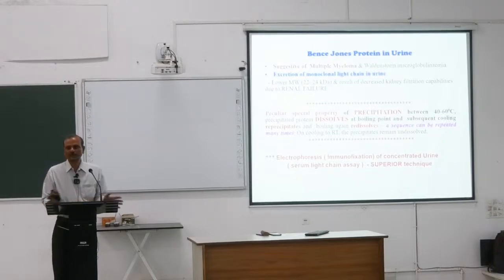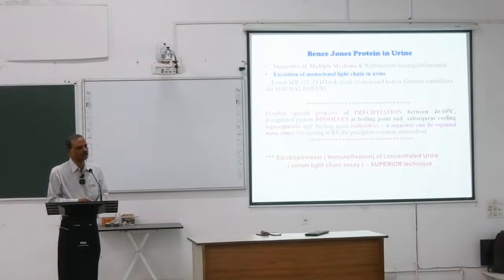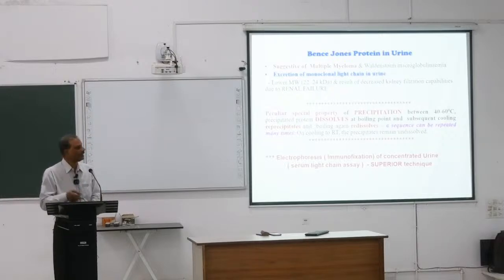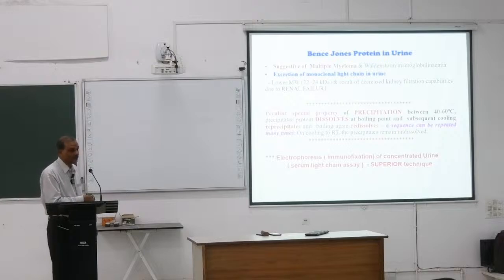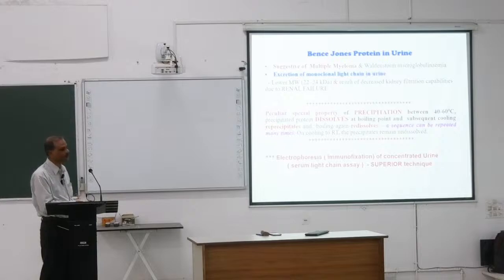Normally protein doesn't appear in the urine, or it is present in a very small amount, maybe 150 micrograms per 24 hours. But this light chain protein has a low molecular weight, 22 to 24 kilodaltons, and because of this low molecular size, it passes into the urine and can be detected. You must remember this property of Bence-Jones protein. It is not found in other proteins.